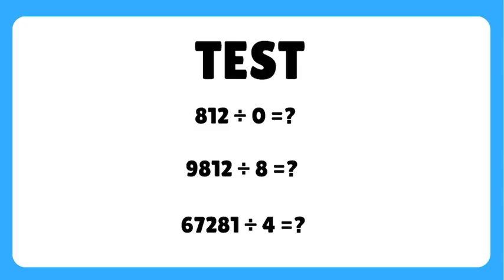Now this is your test. Your first question is 812 divided by 0. Your second question is 9,812 divided by 8. And your third question is 67,281 divided by 4. Let me know your answers in the comment section down below, and I will make sure to check your answers, and I'll let you know which are correct and which are wrong.